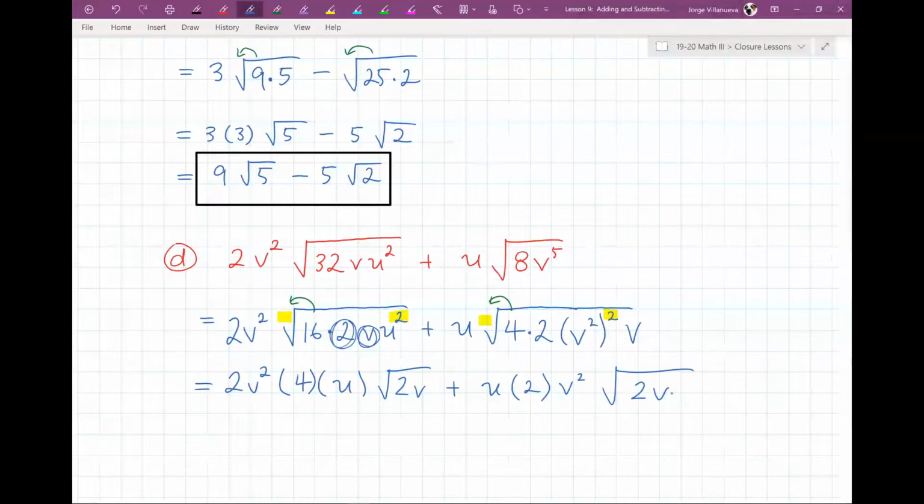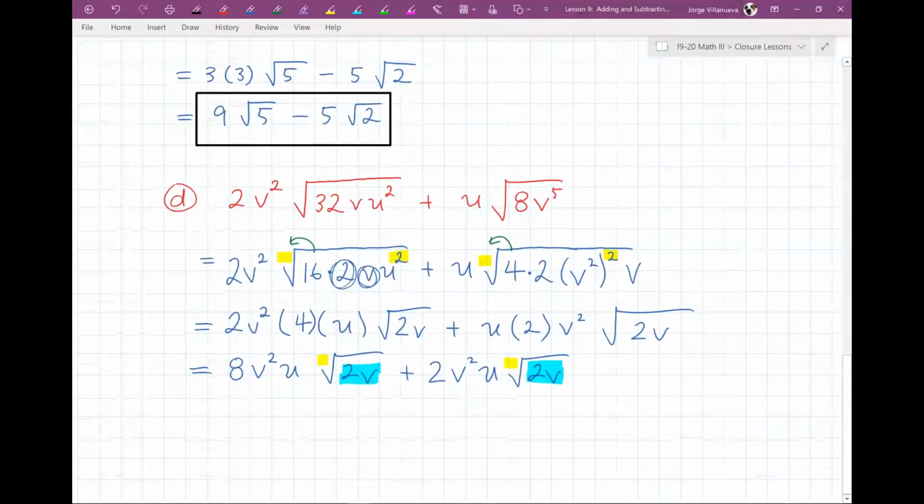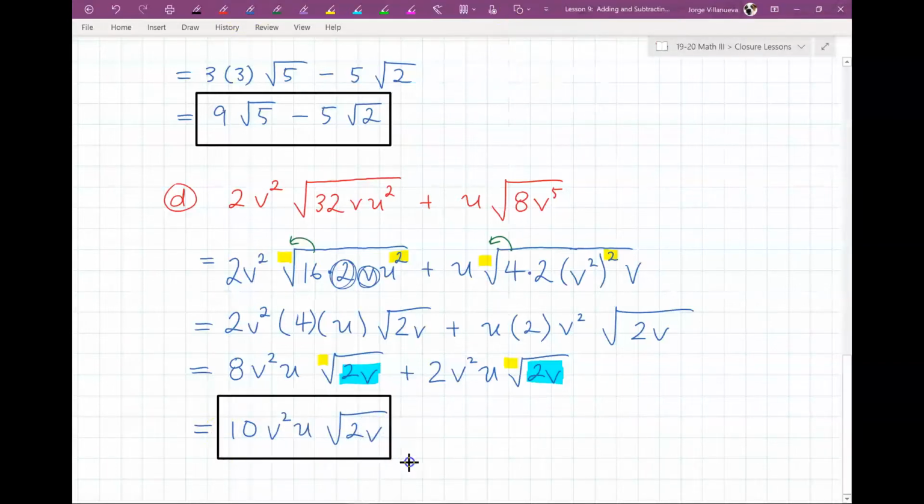Okay, so very messy. But notice I can still simplify here. I have a 2 times 4, that's 8v squared u radical 2v plus 2v squared u radical 2v. Now I do want you guys to notice, same index, same radicand. That means I can combine these things just by adding, if possible. Now notice 8v squared u and 2v squared u are like terms, so if I add them together, I get 10v squared u radical 2v, and that's my solution for part D. You can combine everything together in the end.